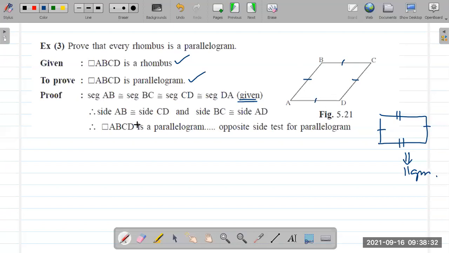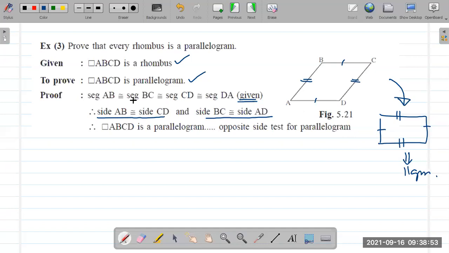But what are we going to do? We have to group them up in this form. Therefore, AB is congruent to CD. Notice AB is congruent to CD and BC is congruent to AD. So we are just trying to put it in this format. That's all. The proof is finished in 2 steps.